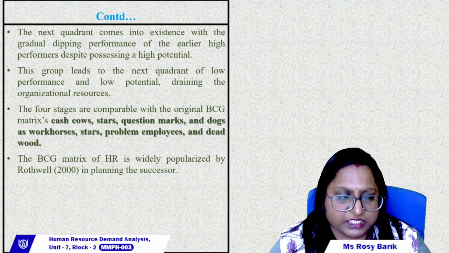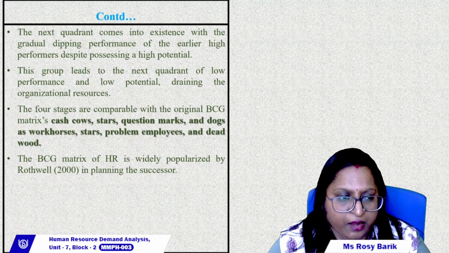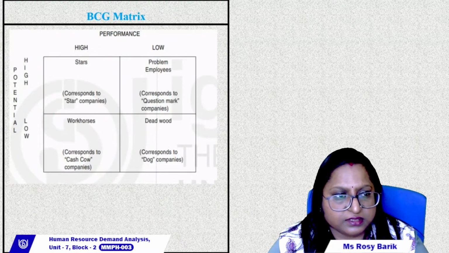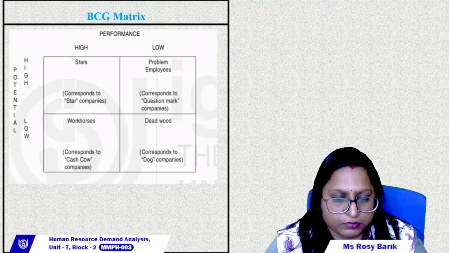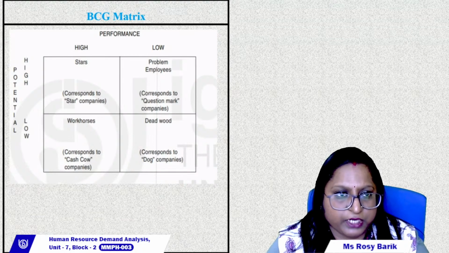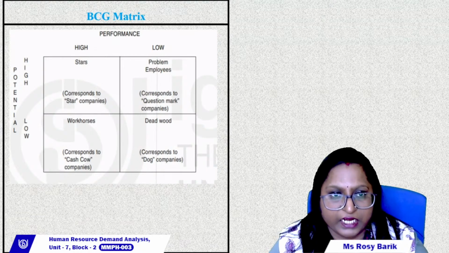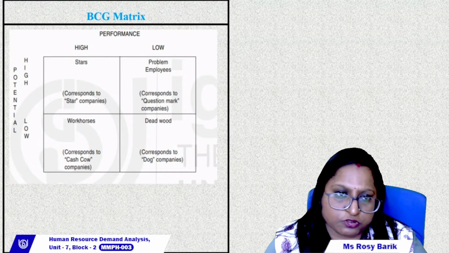The BCG matrix of HR was widely popularized by Rothwell in 2000 in planning the successor. So here is the BCG matrix, that is population, high, low. We can say your y-axis is denoted as the population, whereas the x-axis is denoted as the performance. Here, stars both have high, that corresponds to the star companies. Highly potential employees are working, and their performance is also very high.